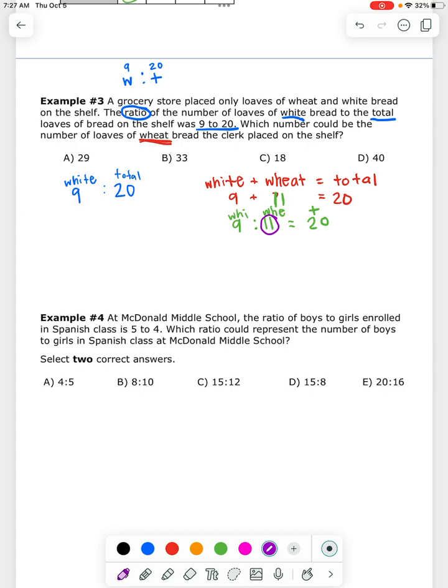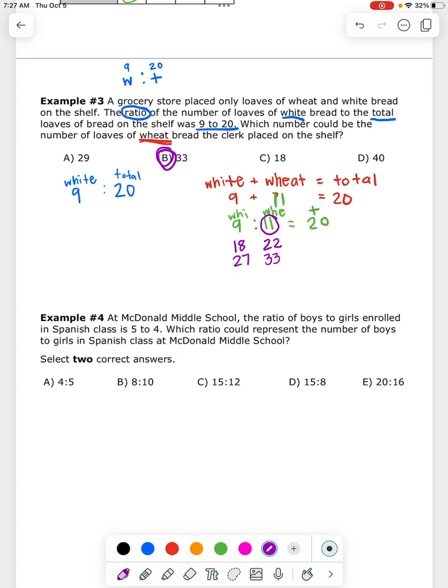So we're going to count by 9s for white. So 9, 18, and then we'll do one more, would be 27. Okay, and then for wheat, we're going to count by 11. So 11, 22, 33. And since we only care about wheat, that's going to be my answer. I don't even need to worry about the total. So once I find the wheat, we can skip count to find that 33. All right, last one, almost done.